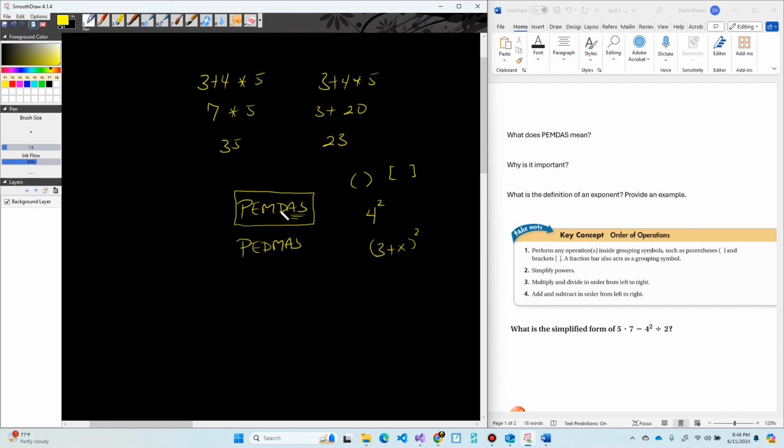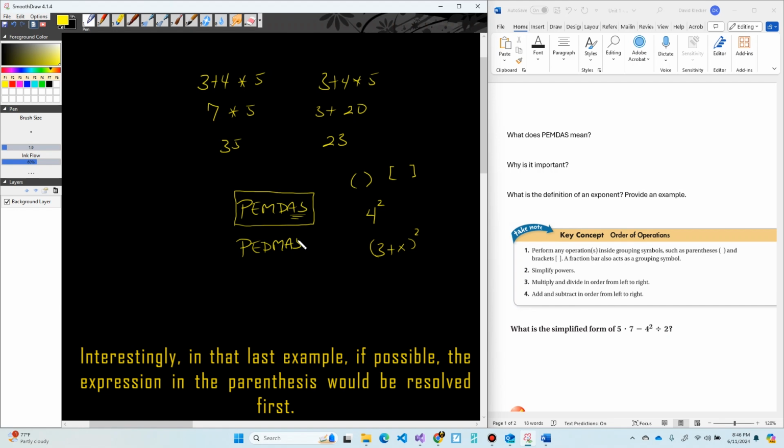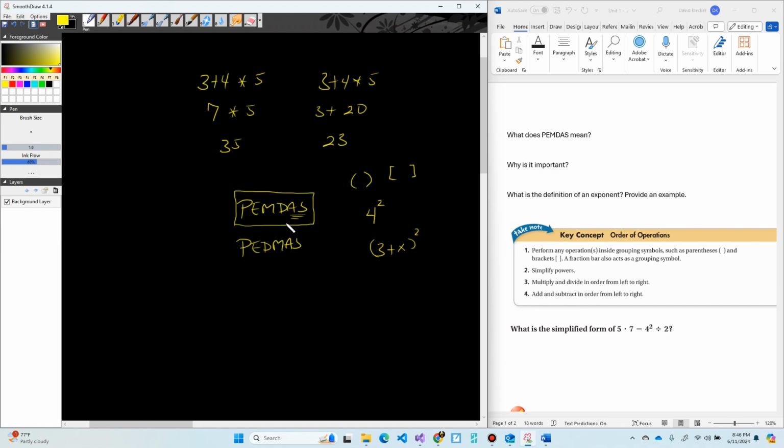Multiplication and division get resolved next, and then addition and subtraction. Multiplication and division need to happen from left to right, and addition and subtraction also need to happen from left to right. It's very important that we follow an order of operations because everyone needs to come up with the same consistent answer. I need everyone to come back to me and tell me that this expression is 23. I do not need somebody to say that expression is 35, because that's not correct.